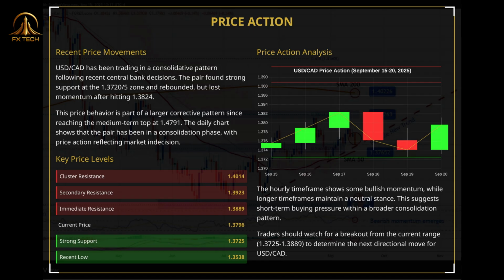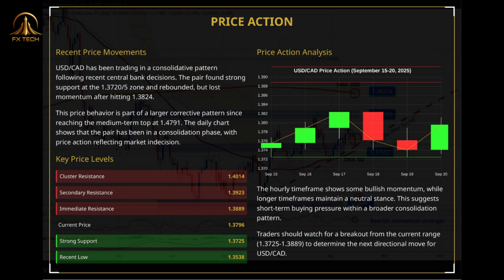Analyzing recent price movements, USD/CAD has established a trading range between 1.3725 and 1.3889. The pair found strong support at the 1.3720/5 zone and rebounded, but lost momentum after hitting 1.3824.